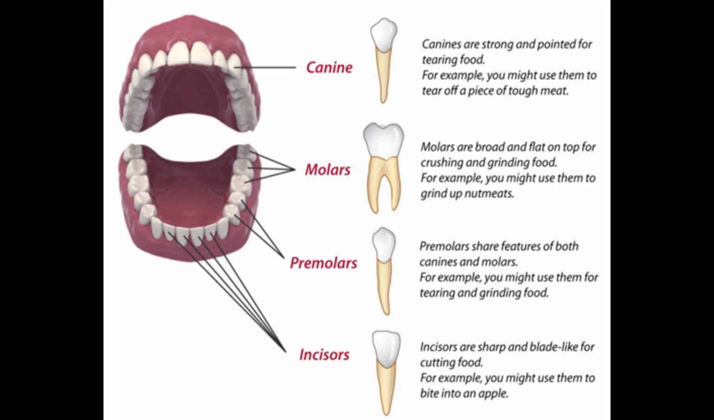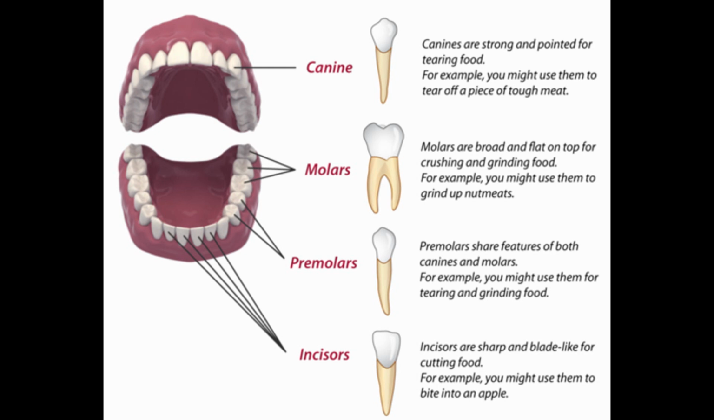Then for us as humans, you have the canines, the molars, the premolars, and the incisors. The canines are strong and pointed for tearing food. For example, you might use them to tear off a piece of tough meat. Then you have molars. Molars are broad and flat on top for crushing and grinding food. For example, you might use them to grind up nut meats.